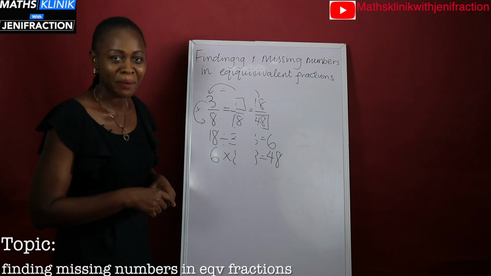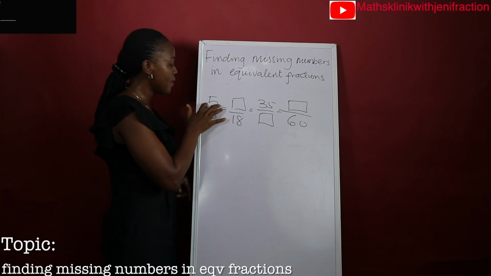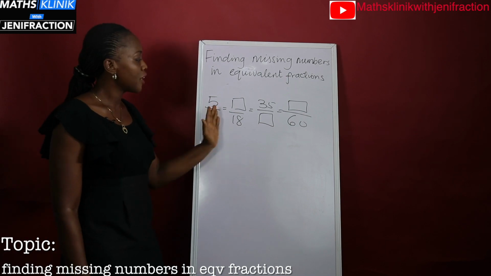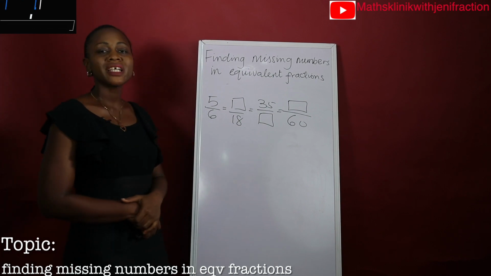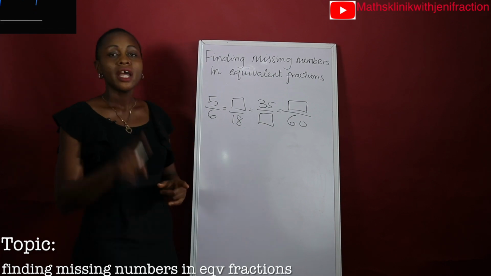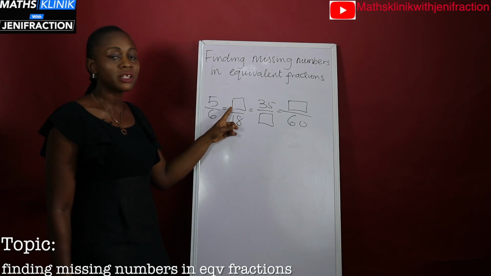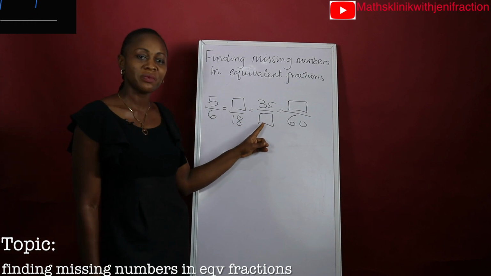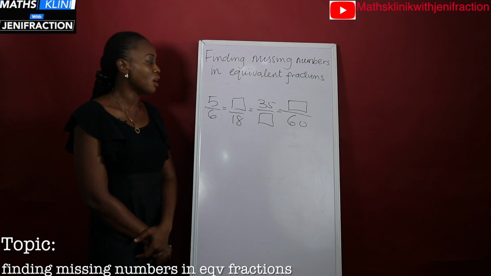Let's take another example. Okay, this is another example. Our main fraction here is 5/6. And we have 3 equivalent fractions. But in each equivalent fraction, a number is missing. The first one has its numerator missing. The second one has its denominator missing. And the third one has its numerator missing also.